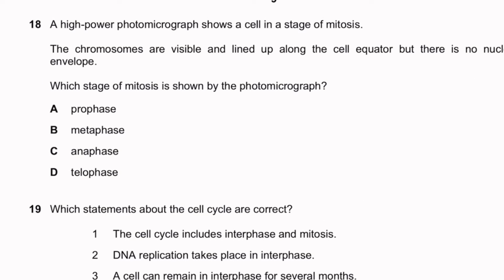Moving on to 18, a high power photomicrograph shows a cell in a stage of mitosis. The chromosomes are visible and lined up along the cell equator, but there is no nuclear envelope.